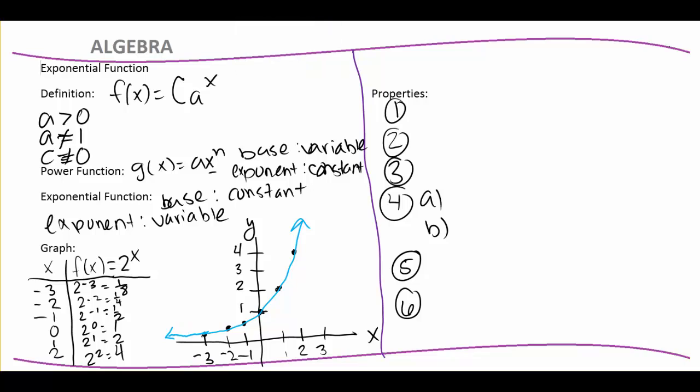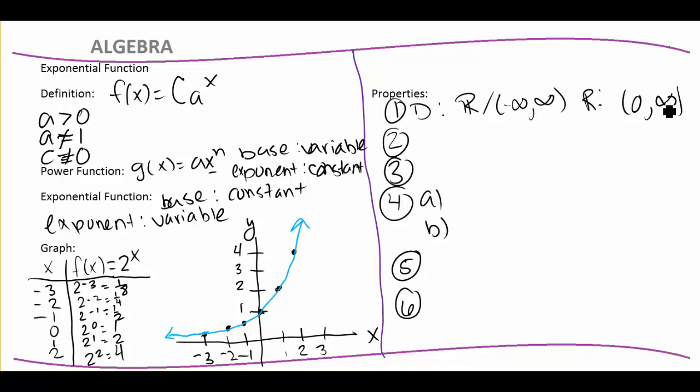So let's list out some properties of the exponential function. Number 1, let's talk about the domain and range. The domain is all the x values, and that's going to be all real numbers, so -infinity to infinity. Let's talk about the range. The range is going to be all positive real numbers, so it's going to be from 0 to infinity.